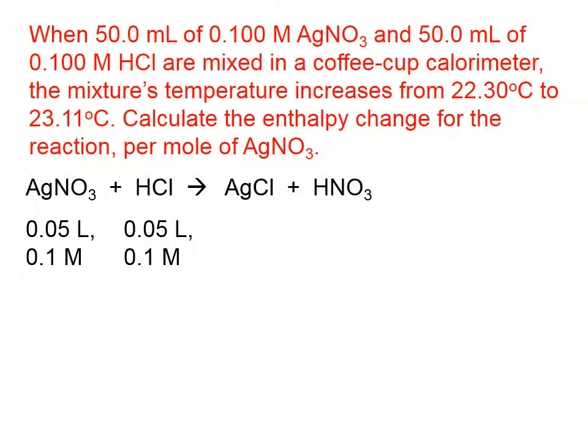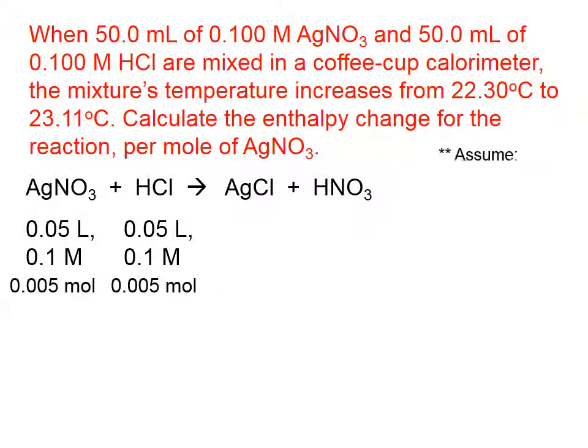Since we have 50 mL, or 0.05 liters of each of these, and the concentrations are both 0.1 molar, whenever we're dealing with a reaction, we want to deal primarily with moles. Molarity is moles divided by liters, therefore moles is molarity times liters. So I've calculated that we have 0.005 moles of each reactant.